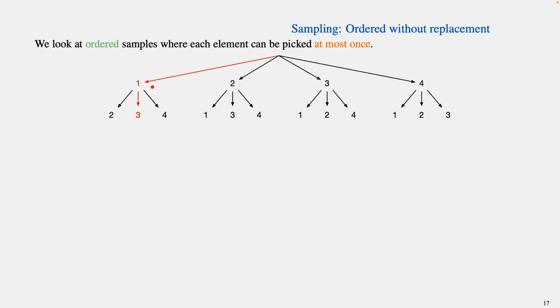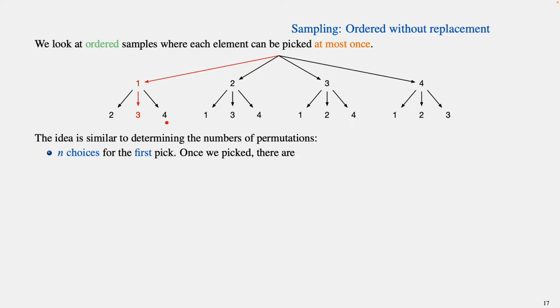So for the first pick, I have 4 options, 1, 2, 3, 4. And then depending on which element I picked in the first one, I have 3 choices for the second pick. So this is actually very similar to what I just reasoned for the permutations. And indeed, we use the same kind of reasoning, only with the permutations we had to go all the way until we had only one choice left, and here we don't have to do this.